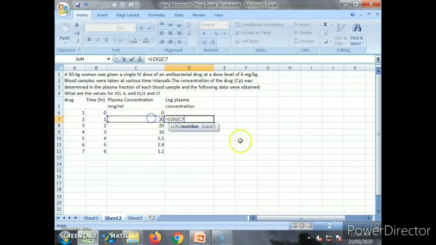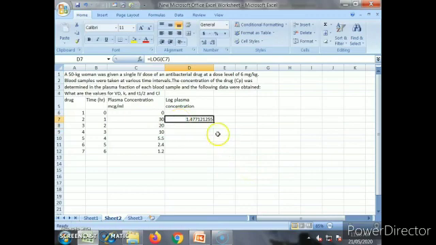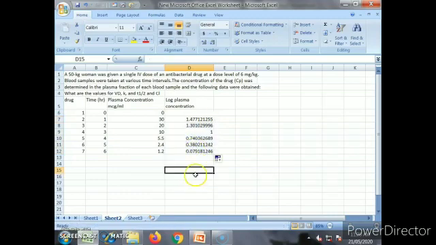We will do that by adding the formula, that is equal to log. In this we will add this value. So we have got this value, that is 1.4, the log value of 30. You drag this so that we get all the values. No need to add it every time.